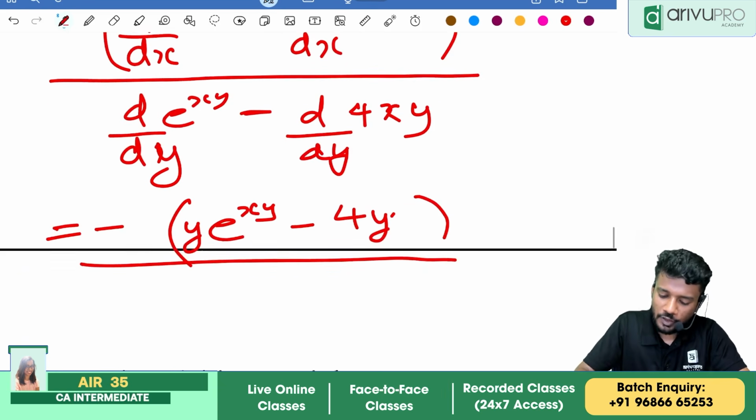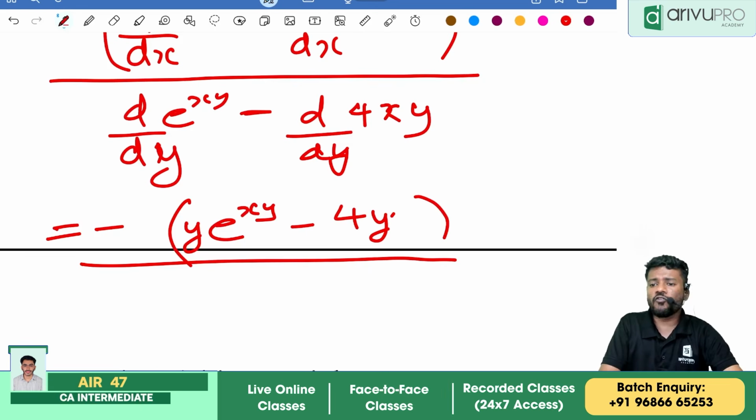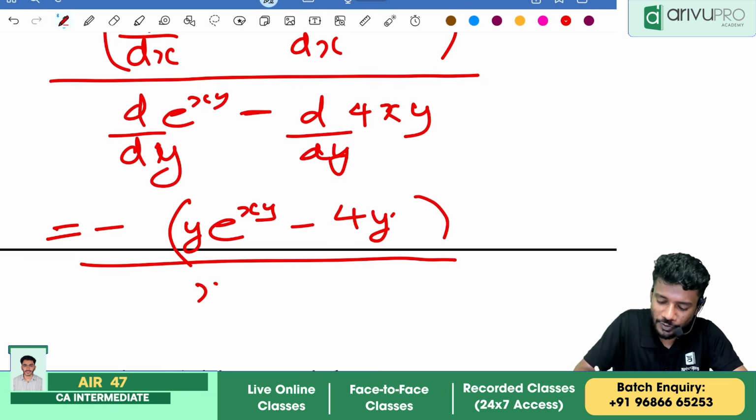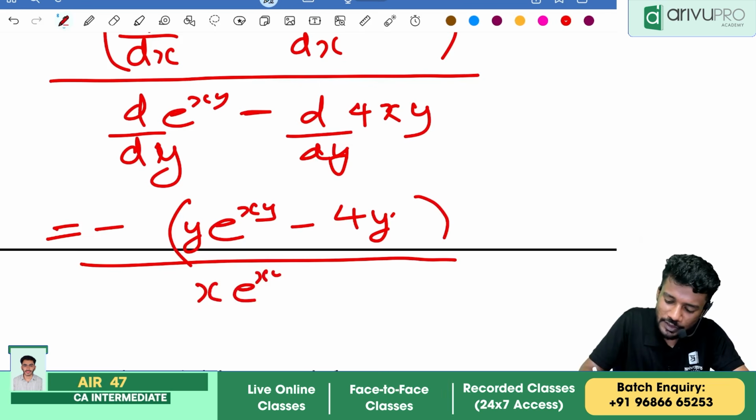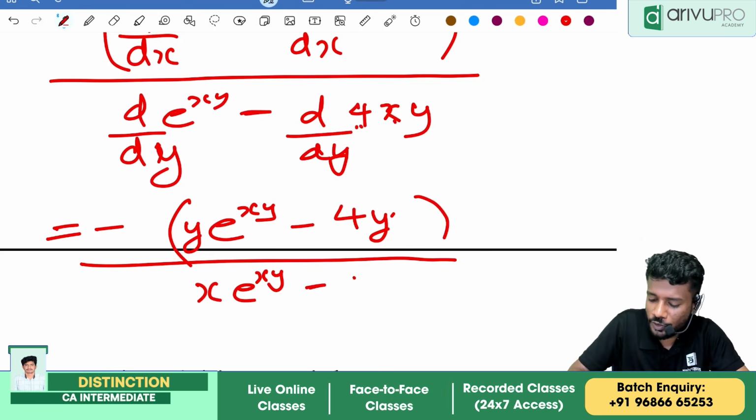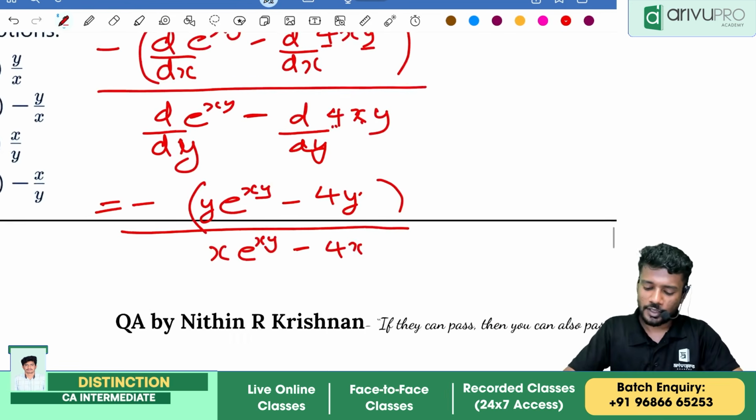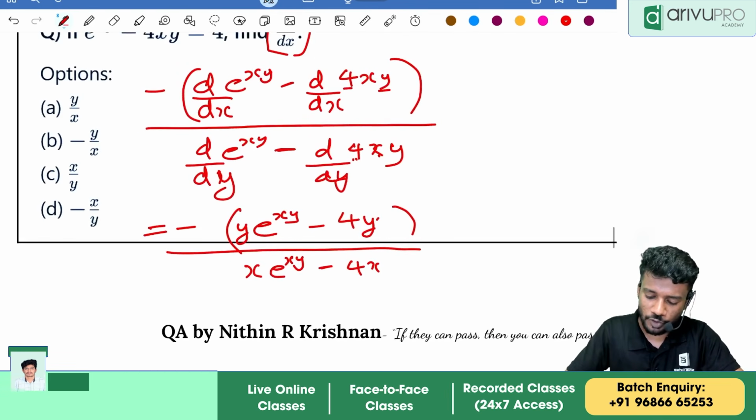Divided by derivative of e raised to xy with respect to y. Now who is constant? X is constant. So we will write x e raised to xy minus, who is constant here? 4 and x are constant, into dy by dy, that is equal to 1. Now you tell me, looking at the options, what is the answer?